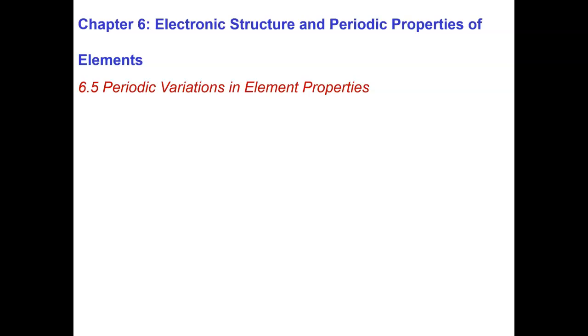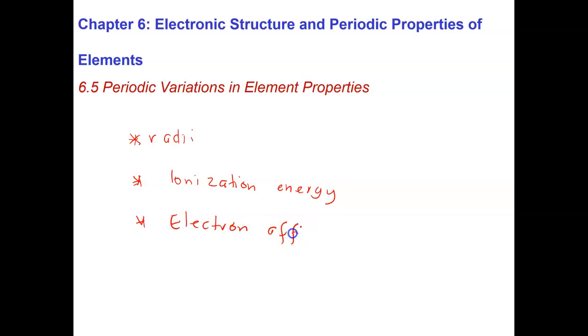We're going to be looking at three properties. We're going to be looking at radii of both atoms and ions. We're going to be looking at a property called ionization energy. And finally, we're going to be looking at a property called electron affinity. So, by the end of this video, you should know how those properties vary across the periodic table.